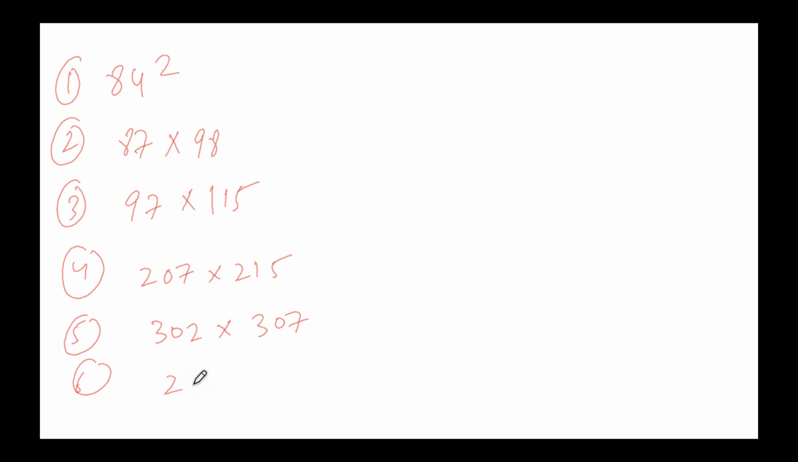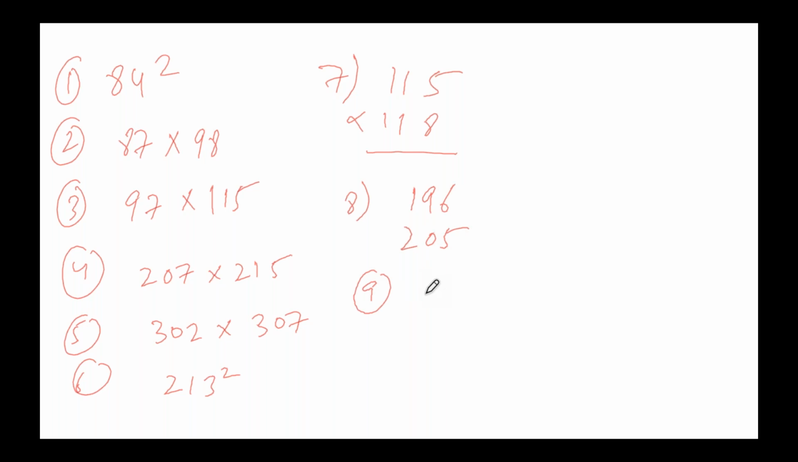Square of 213. 115 into 118. 196, 205. 307 square. 98 square. Okay, so write down these questions and you can solve them.